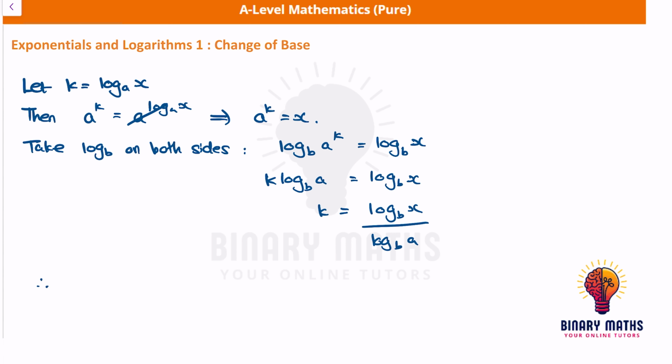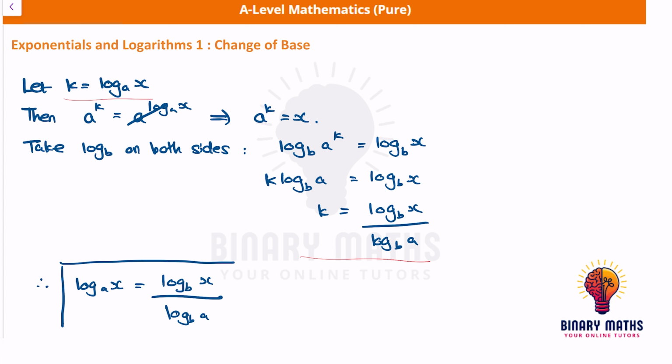Therefore, because k is both equal to this and that, they must be equal. So log base a of x must be equal to log base b of x over log base b of a. And that is called the change of base formula.